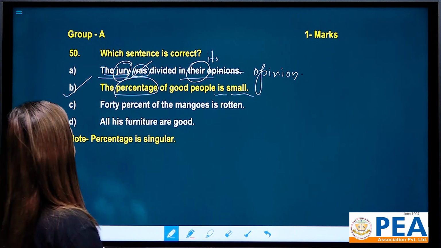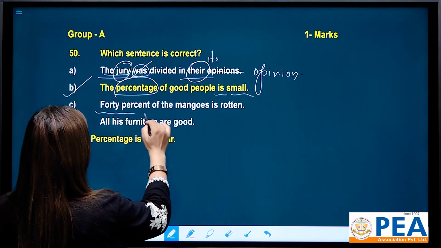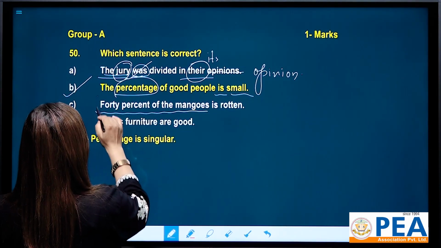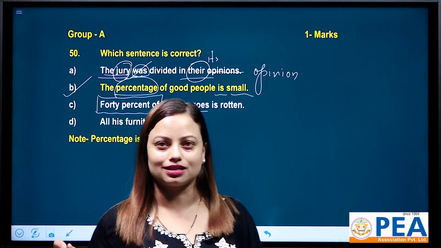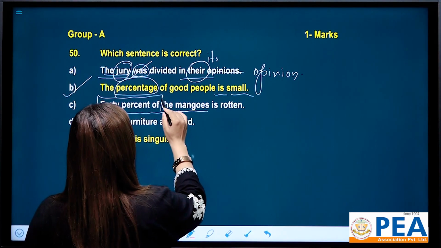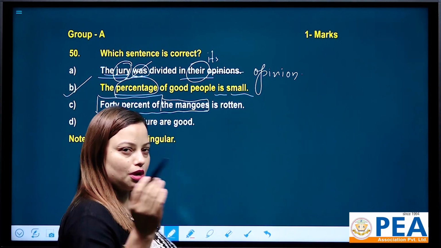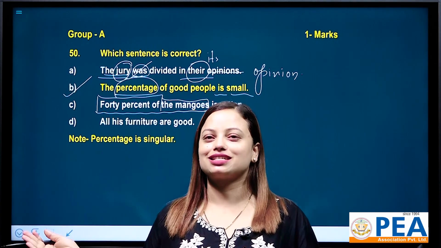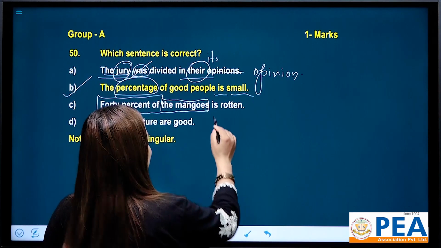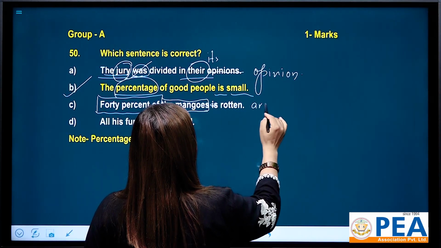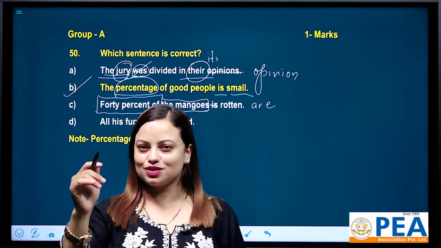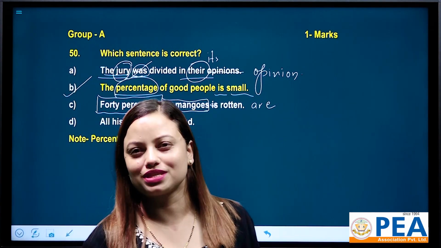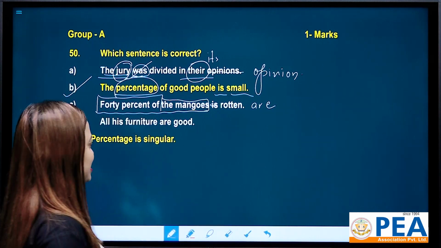Why is it wrong? Let me tell you, 40% of the mangoes, this is a fraction case, all right. 40% of, it is a fraction. So your subject is the mangoes and it is plural. Plural subject takes a plural verb. Instead of is, you have to write are here. So 40% of the mangoes are rotten should be written in order to be a true sentence. That's why option number C is wrong.